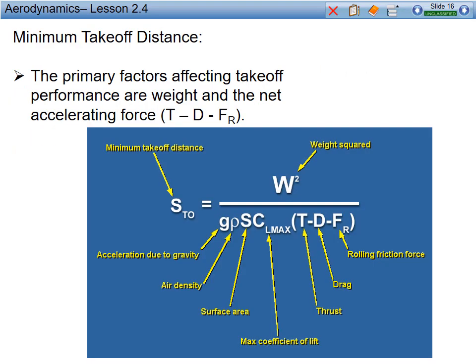Minimum takeoff distance. The primary factors affecting takeoff performance are weight and the net accelerating force found by taking thrust and subtracting from it drag and rolling friction. As you can see in the equation, the distance for takeoff is found by squaring the weight and dividing by the acceleration of gravity, air density, surface area, CL max, thrust, drag, and rolling friction.